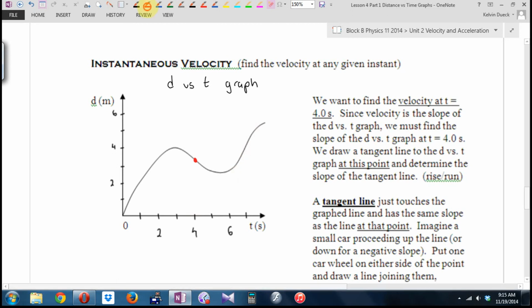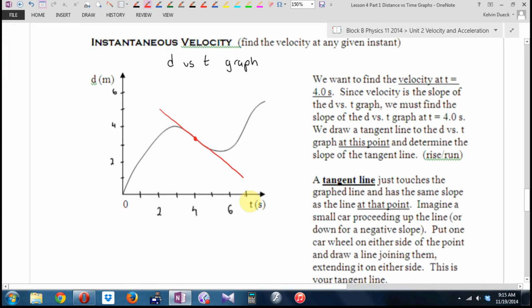Let me bring back my, I didn't really do a good one for 4. I think 4, that's a little better. And yeah, my ruler's got some gouges in it, live with it, it's not quite a straight line. So, a tangent line just touches the graph line, and it has the same slope as the line at that point. So, for me, I can now tell you an approximation to the slope.